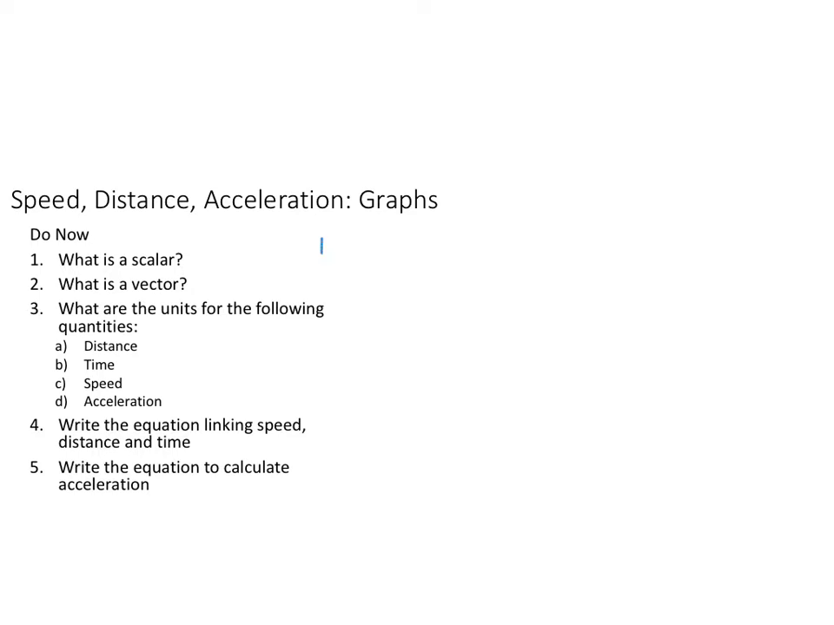Okay, so a scalar is something that has a magnitude only. A magnitude is just the size. Number 2, what is a vector? It's a quantity that has a magnitude and a direction.